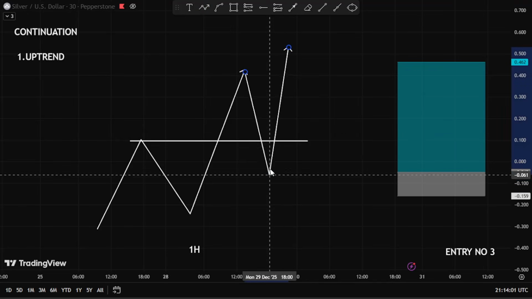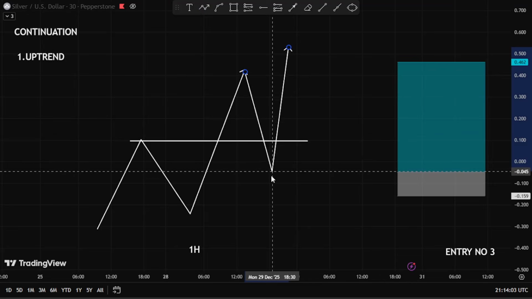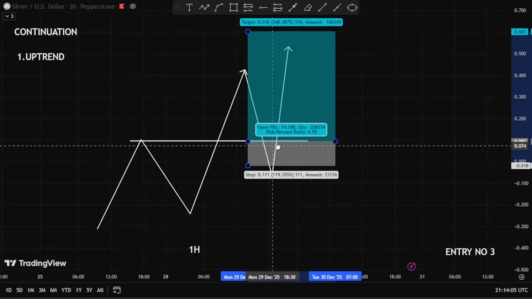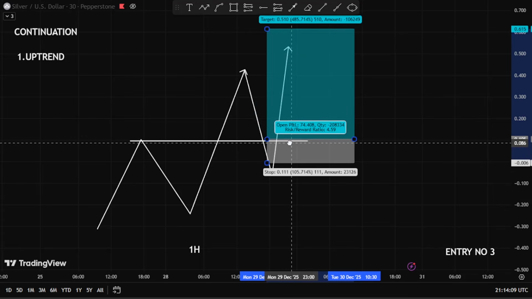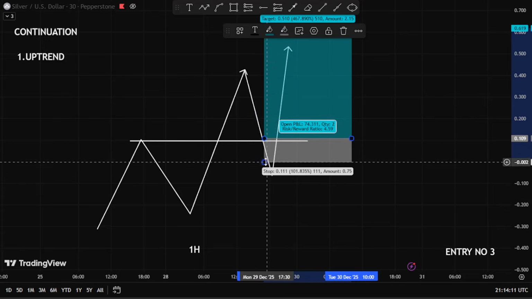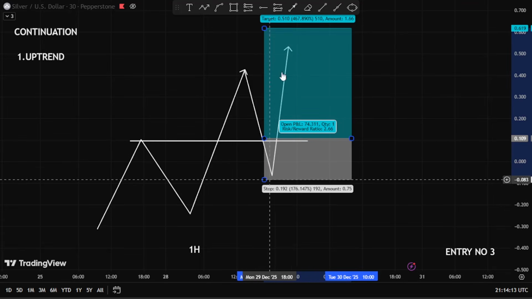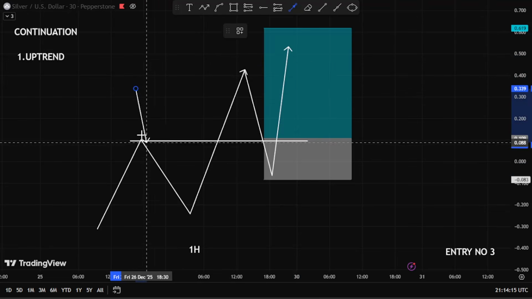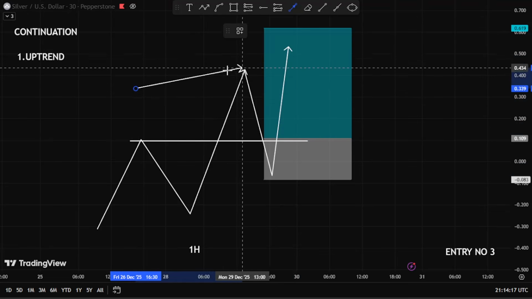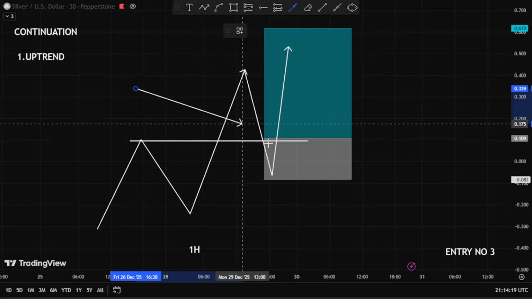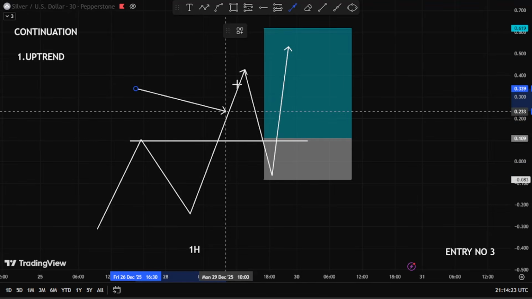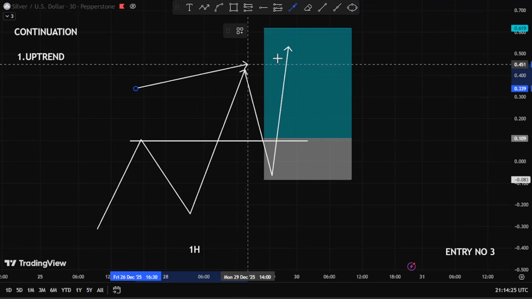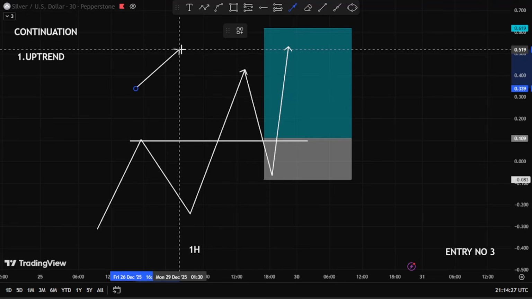Entry number 3 is actually the simplest and the safest. Why is it the safest? Because when price comes back above this level, we've already seen the reaction that it can have. Whenever price comes back above this level, these are the next level of sellers. So we know that price should be able to go back to this level of sellers before it does anything else.